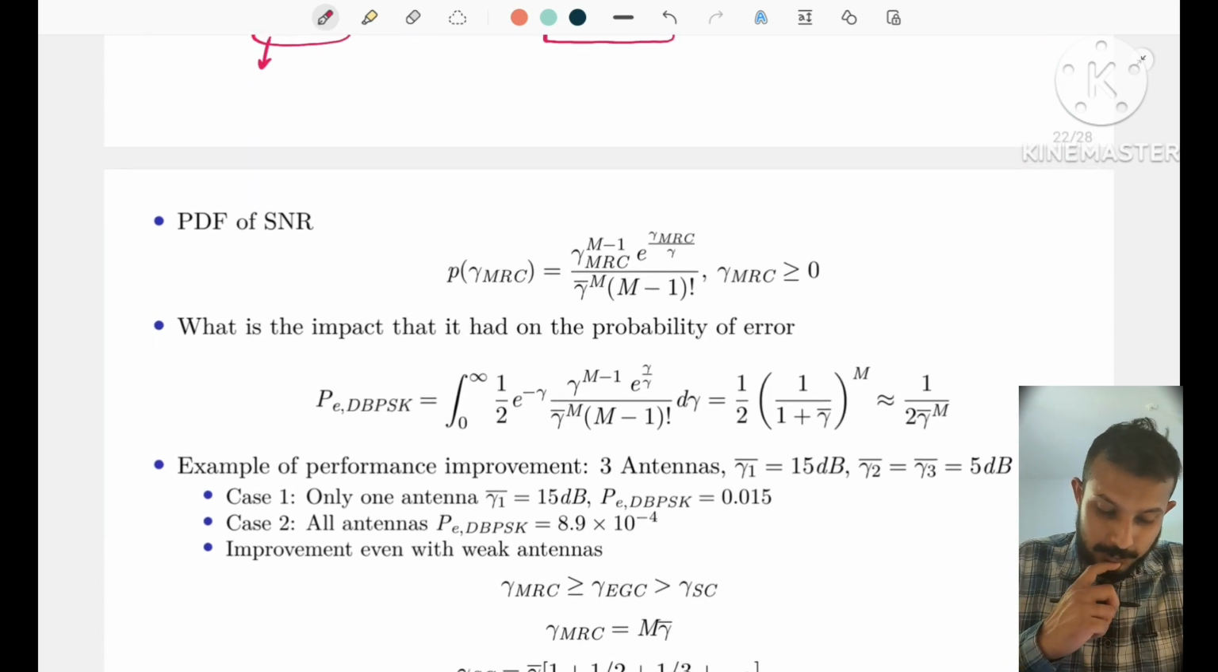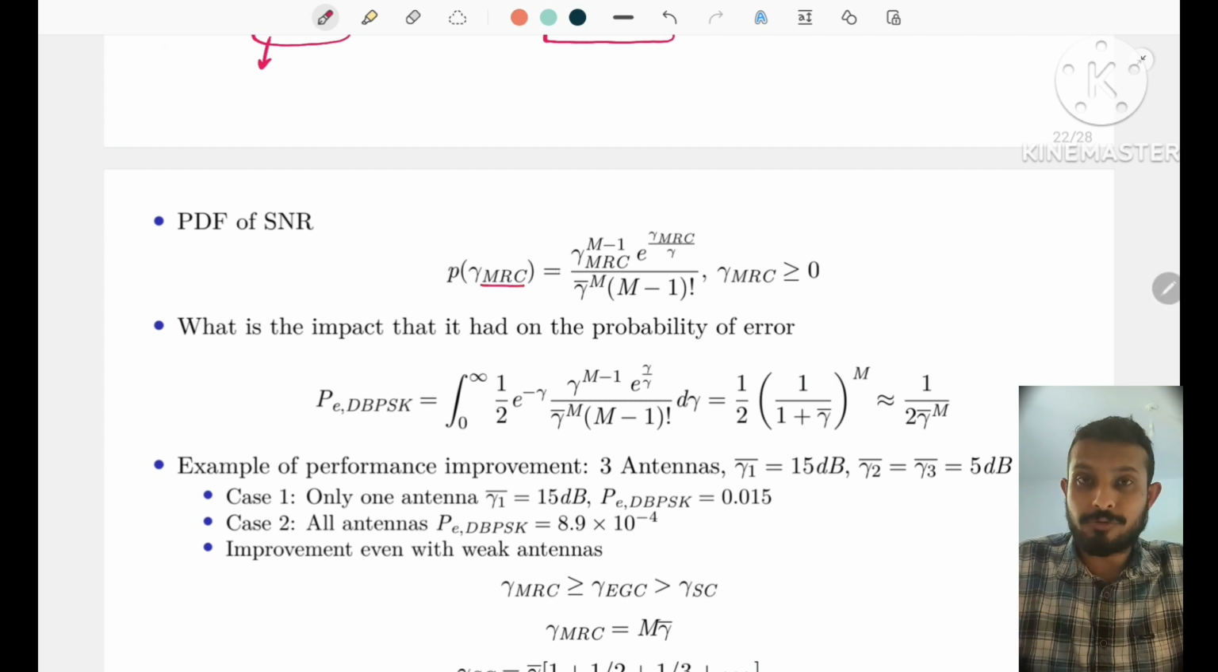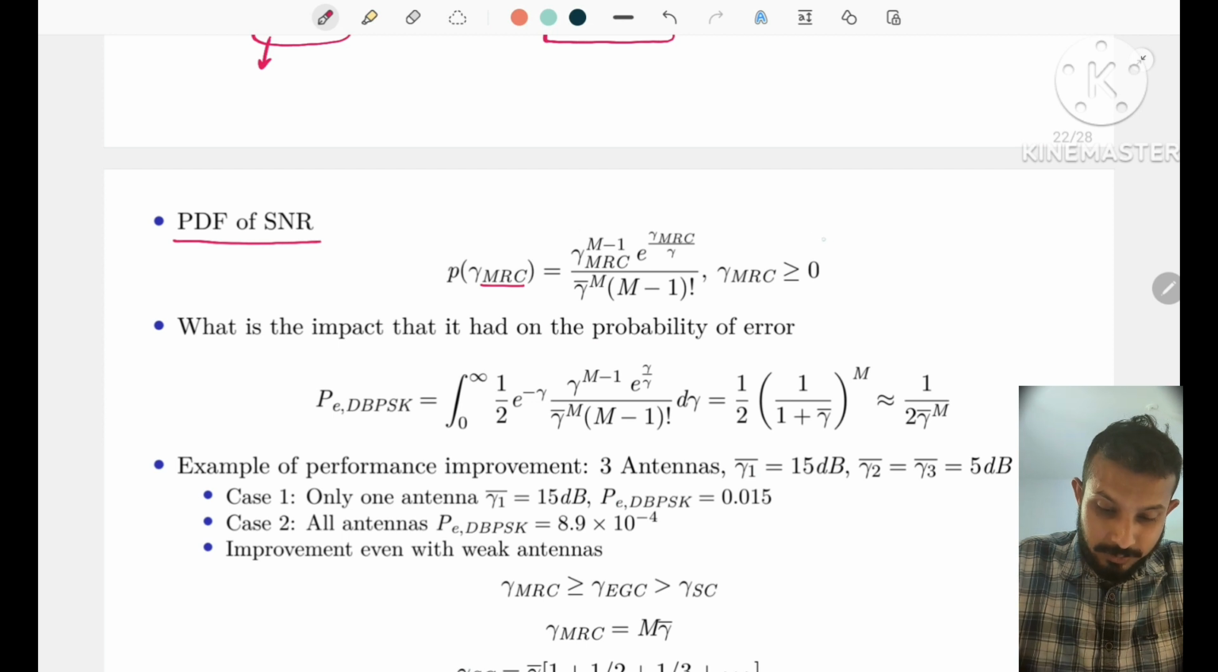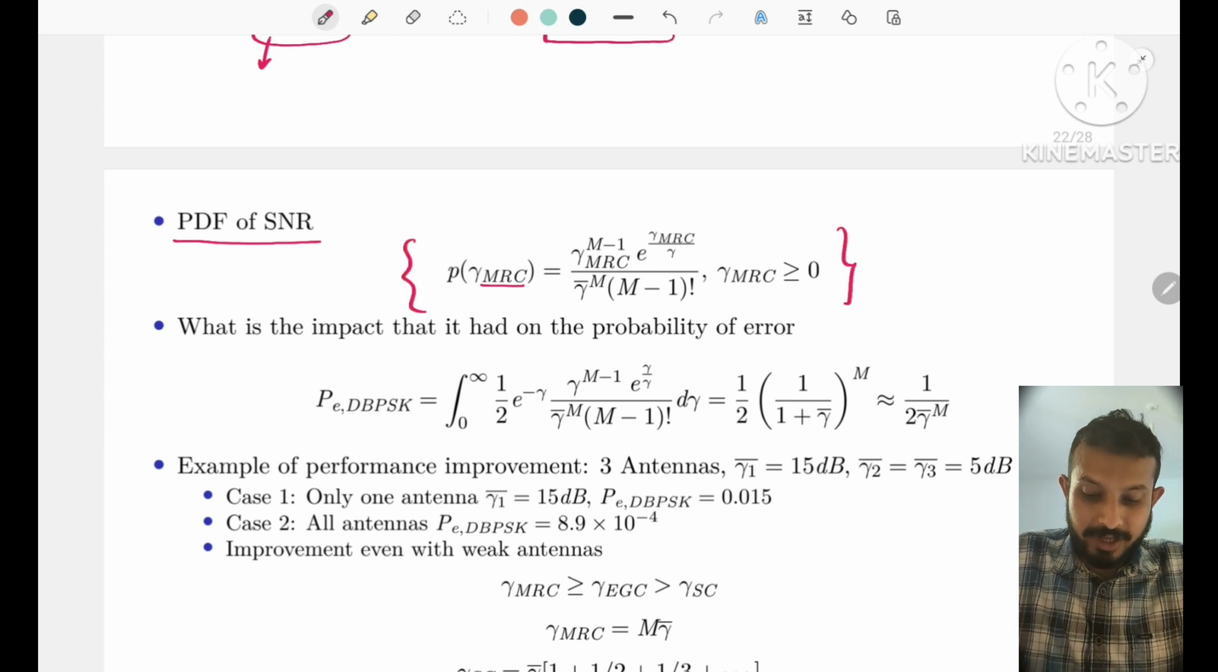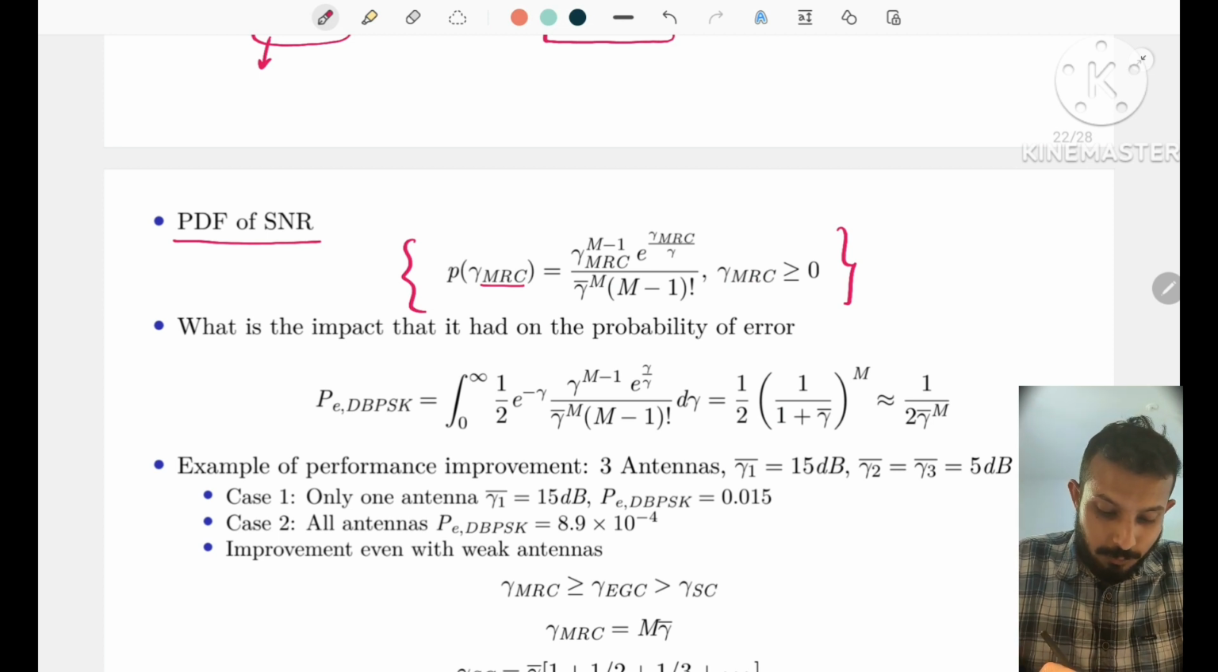Whenever you use a different form of combining, let's say MRC or SC or cophasing, we are basically changing the statistics of the SNR. So we want to compute the PDF of the SNR. We will not go into much detail. We will assume that this is the PDF of the SNR, and then we will see what impact it will have on the probability of error.